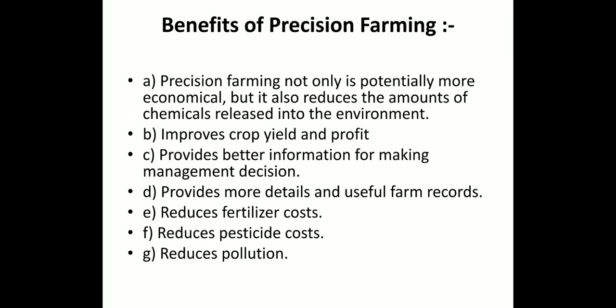Next, you can see the general benefits of precision farming: it is potentially more economical, reduces the amount of chemicals released into the environment, improves crop growth and profit, provides better information for making management decisions, provides more detailed and useful farm records, reduces fertilizer cost, reduces pesticide cost, and also reduces pollution. These are the benefits of precision farming.